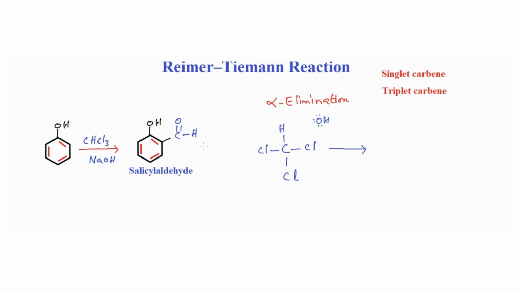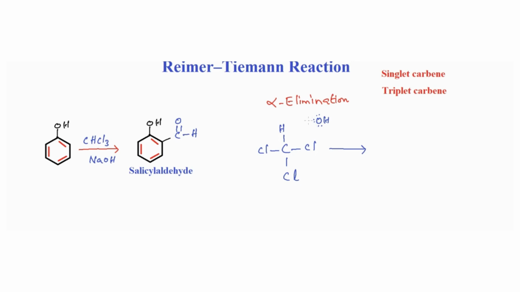The first step is that it should form an electrophile. That electrophile generation is the first step. Later the pi electrons of the benzene will attack the electrophile and we will get the electrophilic substitution product. That means in this reaction, how is the electrophile going to be generated? First we will look into that. The electrophile is generated in the form of a carbene. Okay, that we are going to see now.